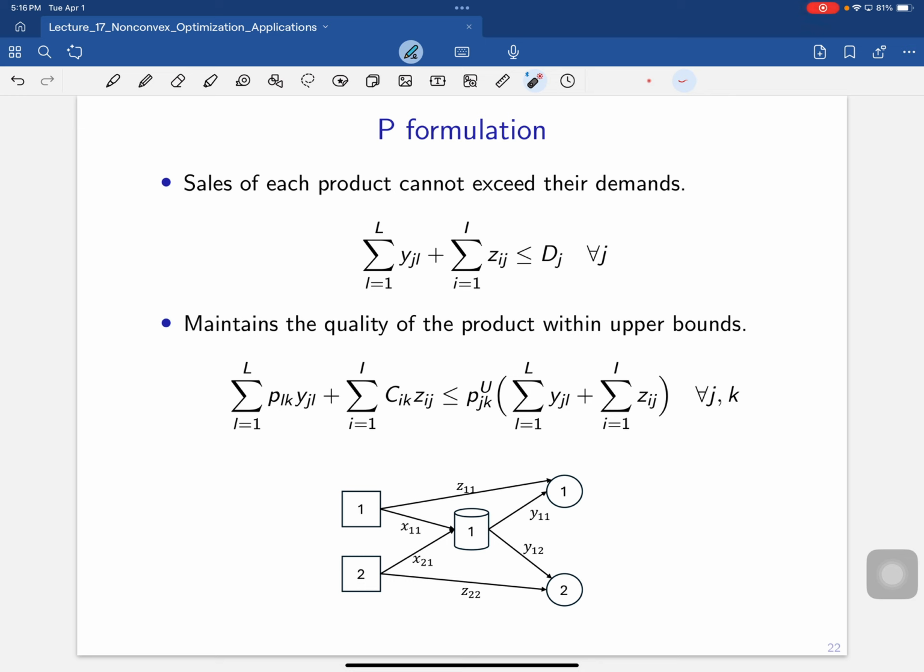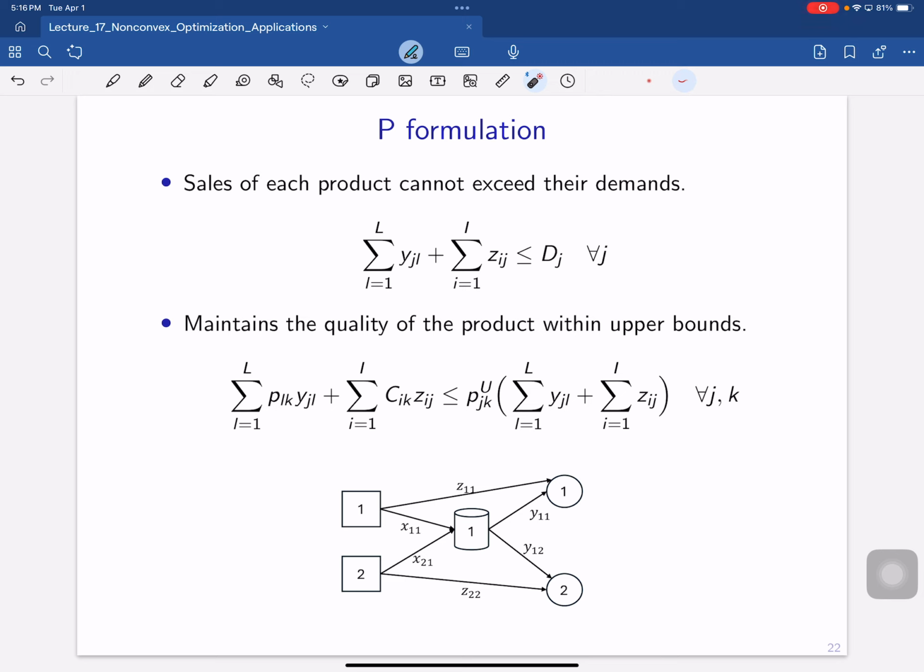Okay. So the last constraint is a bit more complicated. This constraint actually makes the pooling problem hard, right? Because you have some quality specification on your product. If you do not have any quality specification, this is a linear programming problem because you just have a network flow with mass balance. Right? You don't need to track the concentrations of different qualities.